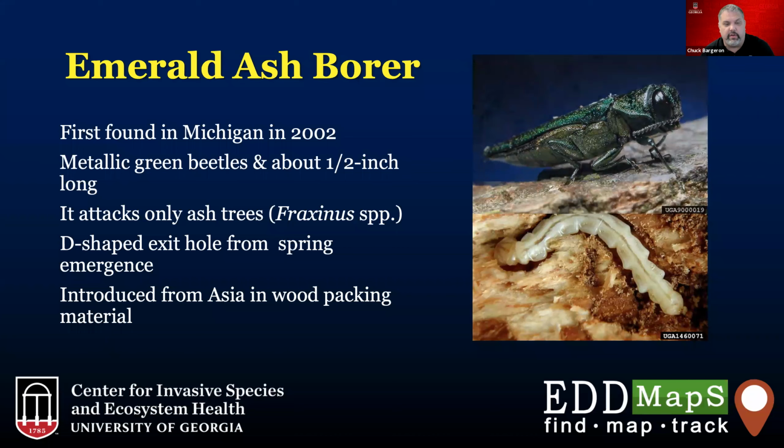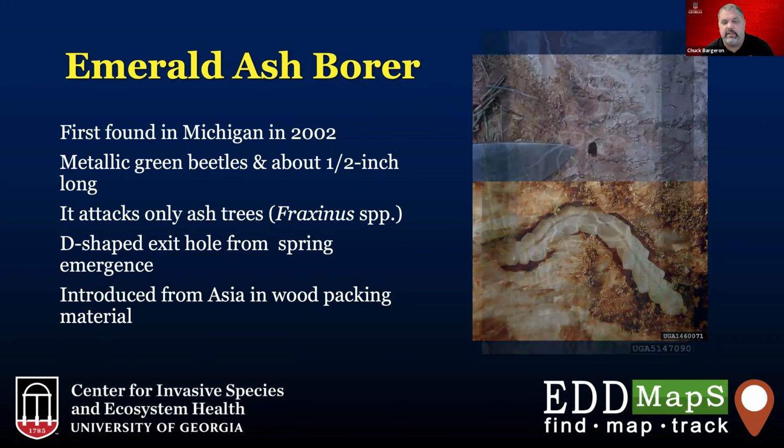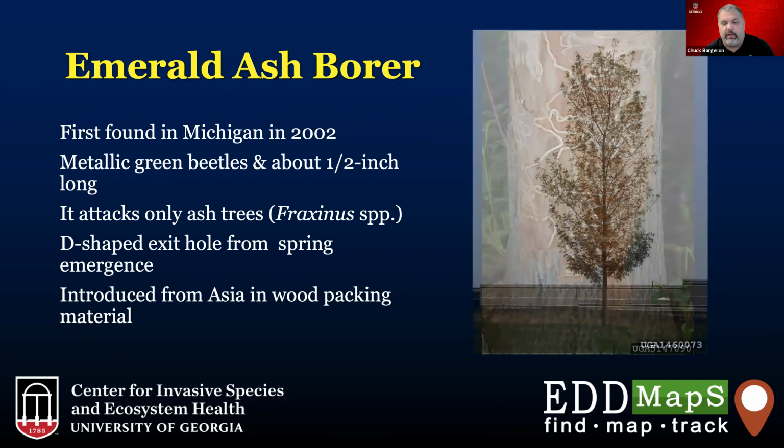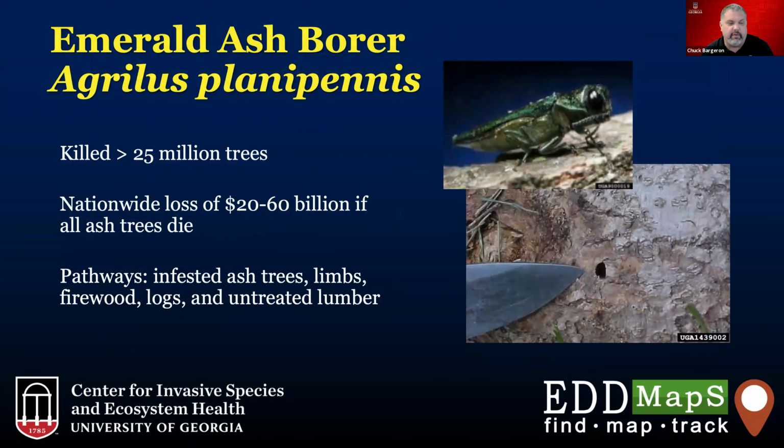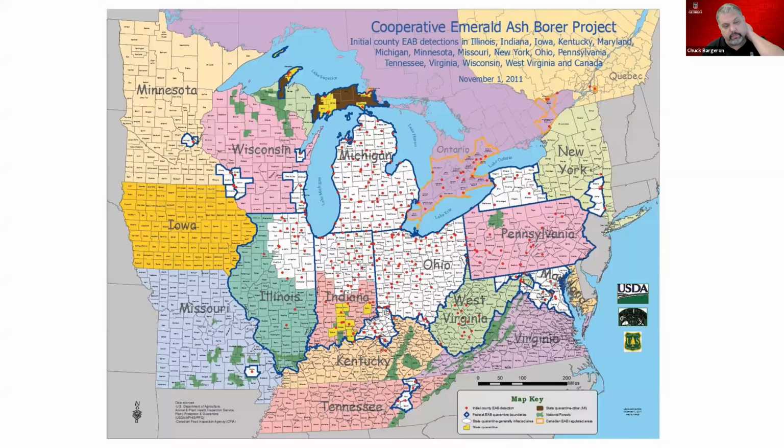It primarily focuses on ash trees, and will wipe the trees out where they have to be removed. It's already killed over 25 million trees, and it's projected that as it continues to spread, it could be a national loss of $20 to $60 billion, because of the number of ash trees and the situation where these ash trees are, and the cost to remove them.